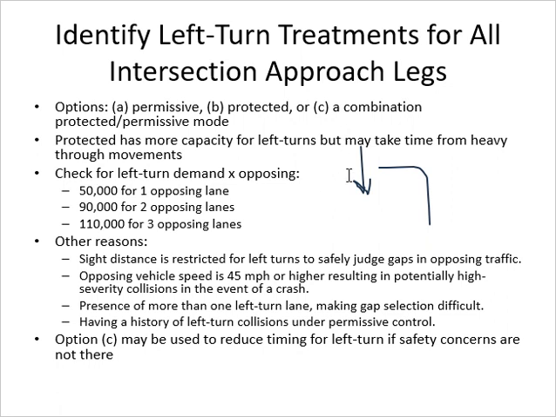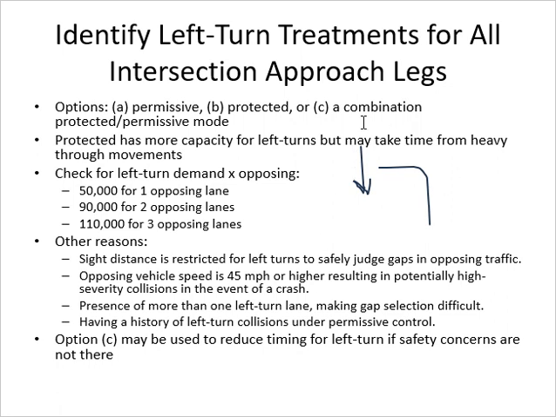For two opposing lanes, it should exceed 90,000. For three opposing lanes, it should exceed 110,000. So in all these cases, when you exceed these limits, the left turning should be protected. Other reasons for which you make the left turning protected, one could be sight distance. So you saw that for left turning drivers, there's not enough sight distance, so they cannot judge the gap properly from the opposing traffic. Then you have to make it protected.